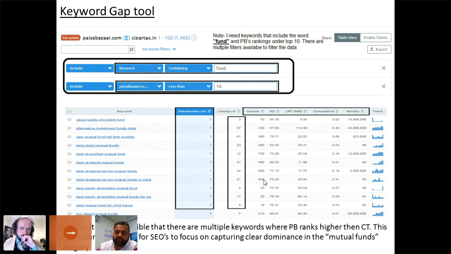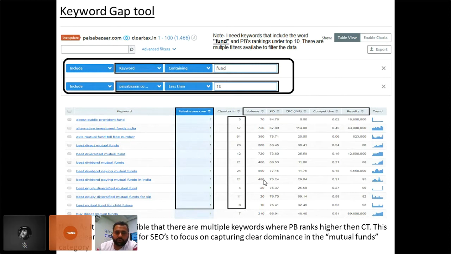So clearly, from an SEO standpoint, if I want to scale up my traffic, I can do it on a category level as well. So in this niche, I have tried to cover the word mutual funds. You can do it at many levels. You can have branded traffic, you can have non-branded traffic, you can do it in terms of URL as well.